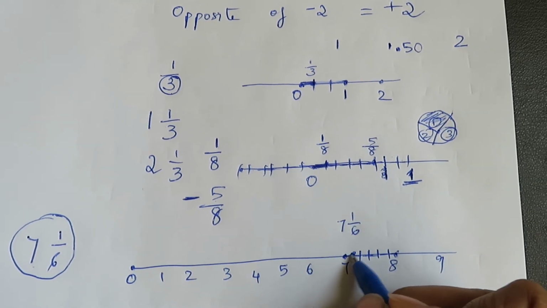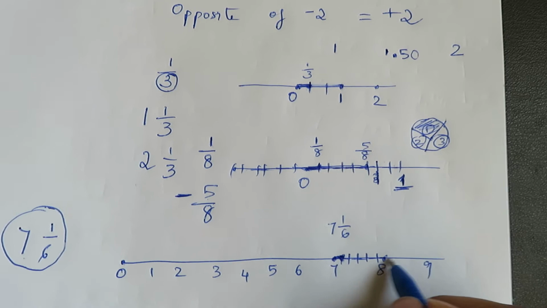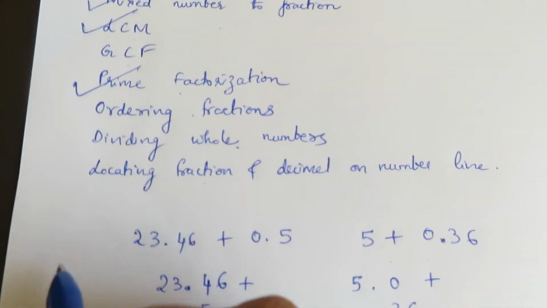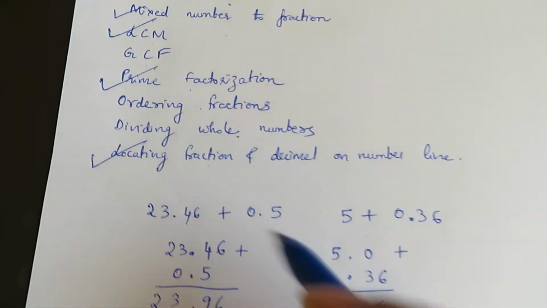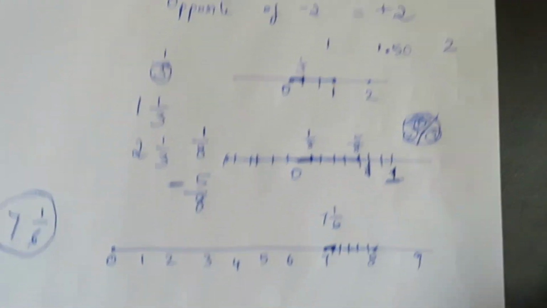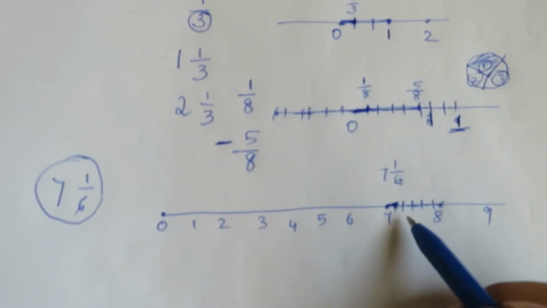Okay, after 7, I take 1 portion out of the 6 portions I have. Clear? So this is how you locate a fraction on the number line. Now what about locating a decimal on the number line? The same number, if it's a fraction, you locate like this.